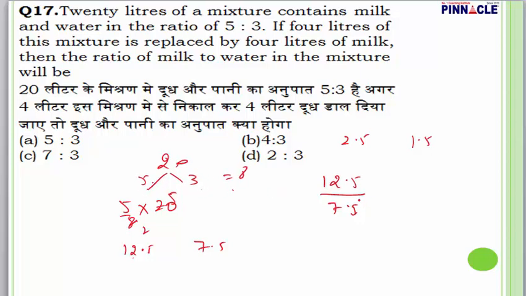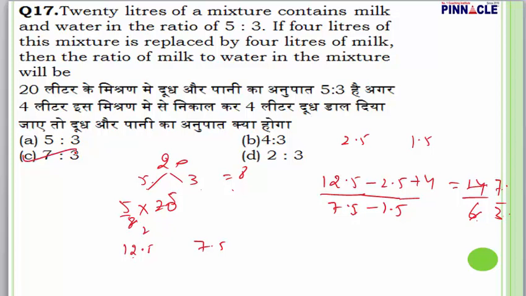So 2.5 from this and 1.5 from this, 4 liters of the mixture is now released from here, and 4 liters of milk is added in place of the mixture. Now the total milk will come 12.5 minus 2.5, that is 10, plus 4, 14, and here water would be 6. Now ultimately you will find that the ratio 14 to 6 is 7:3, milk and water. Answer is C.